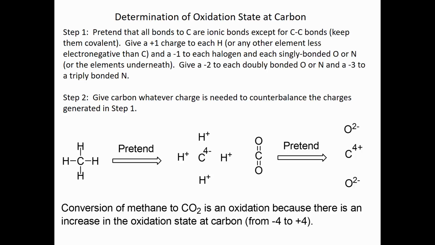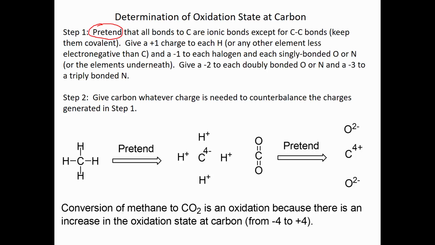So number one is we got to pretend, and this is a big pretend here. We're going to pretend that all of the bonds to carbon are ionic bonds except for C-C bonds, and we're going to keep those as covalent bonds. We're going to give a +1 to each hydrogen, or any other element that's less electronegative than carbon, and we're going to give a -1 to each halogen or each singly bonded O or N group, or the elements underneath them. We're going to give a -2 to each doubly bonded oxygen or nitrogen and a -3 to a triply bonded nitrogen. Okay, so let's do this with methane going to CO2.